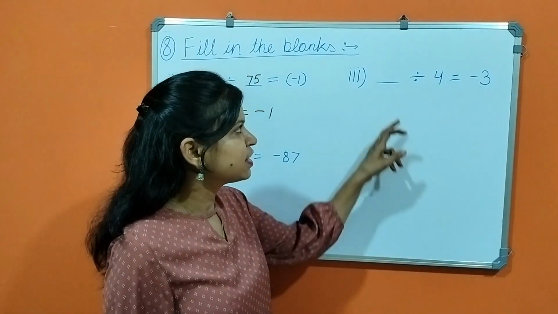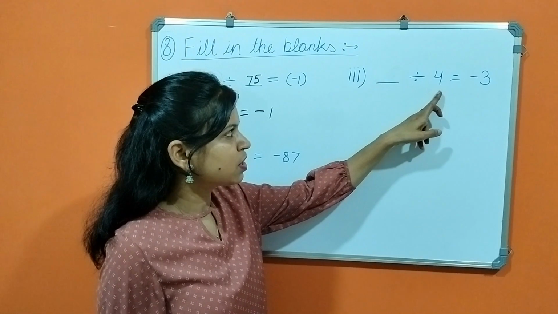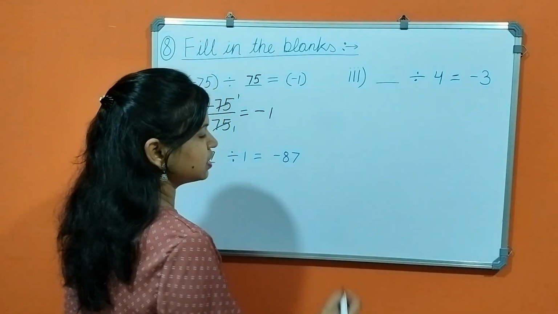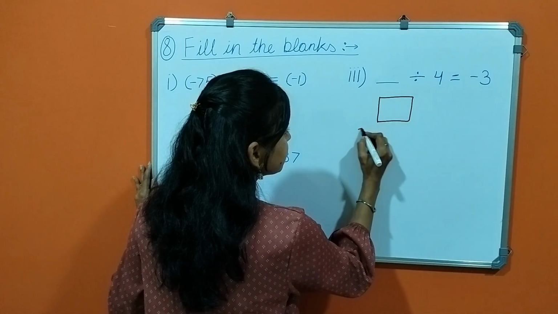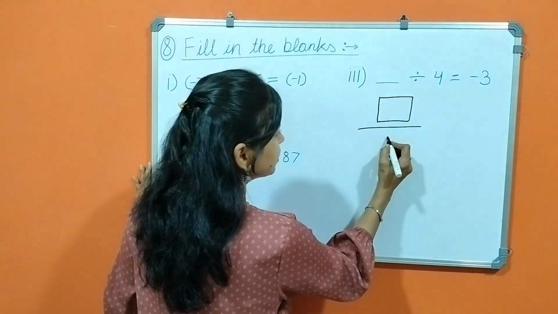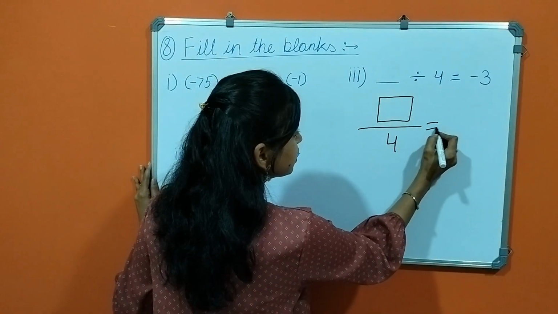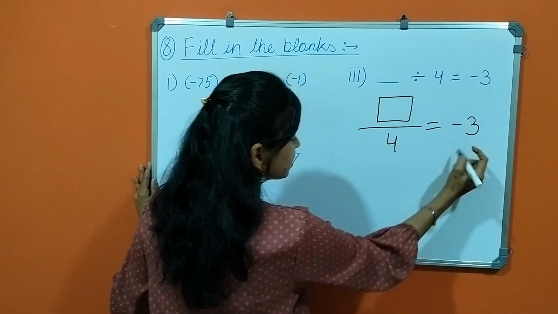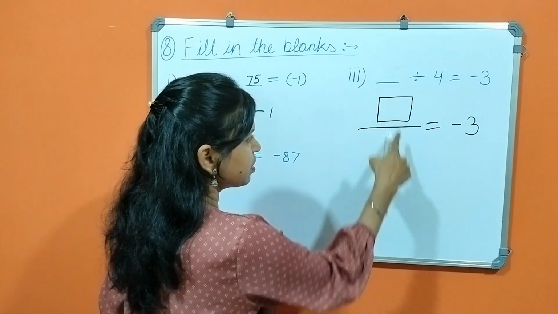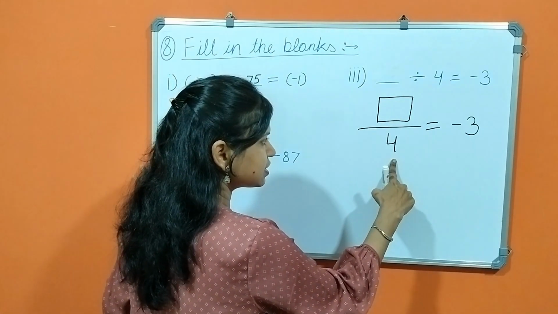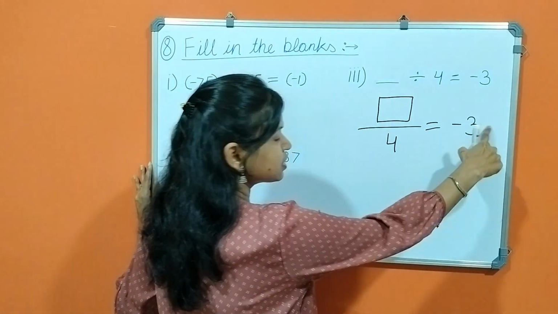Next question is blank divided by 4 is equal to -3. So we can write it like this also. This is blank divided by 4 is equal to -3. So to find this number, we will multiply this denominator with this numerator.